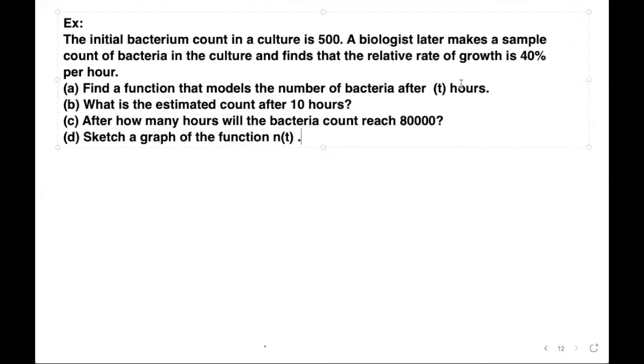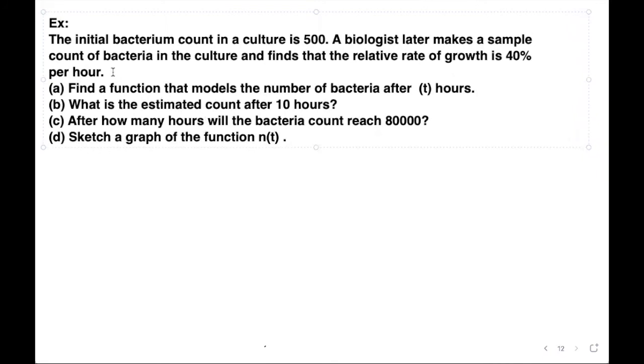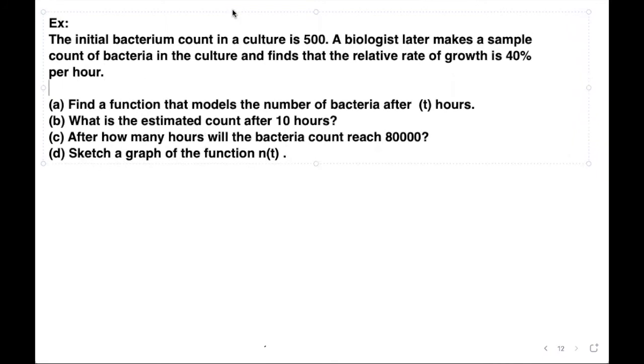This is my example. Who will read this example for me? Who will read the example? May I? Yes. The initial bacterium count in a culture is 500. The biologist later makes a sample count of bacteria in the culture and finds that the relative rate of growth is 40% per hour.